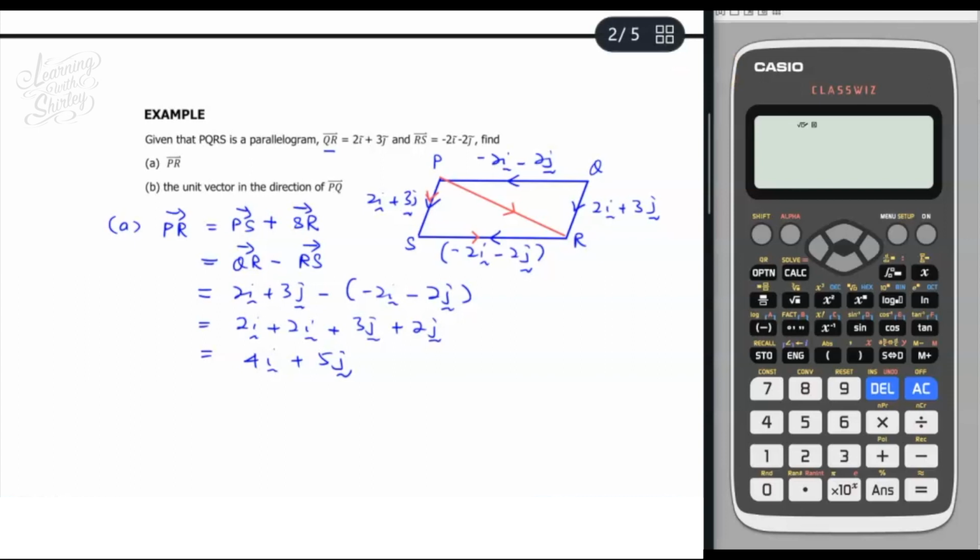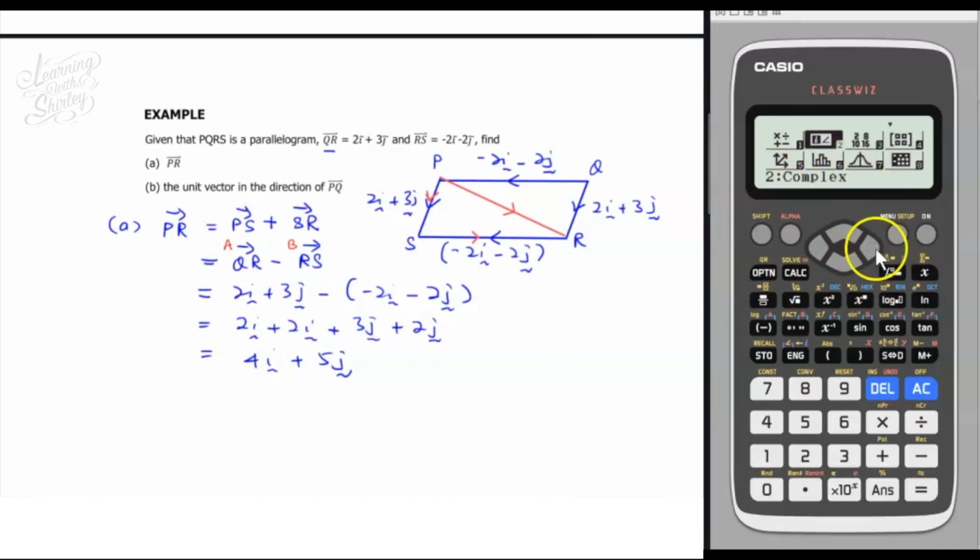Okay, so now I'm going to teach you how to use the Casio Classwiz calculator to get the answer for vector PR. Okay, let's say this is vector A, and this is vector B. So you go to menu and you press right until you can see vector, which is number 5, press 5, and then you're going to define vector A and vector B. So let's say vector A is QR and vector B is RS. Okay, so define vector A first, press 1, so dimension is 2. So vector A is 2i plus 3j, so it's 2 equals and then 3 then equals.